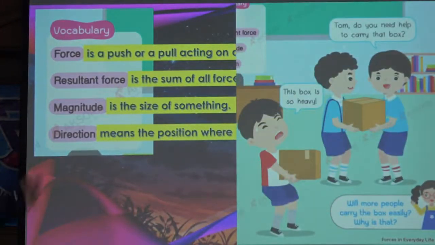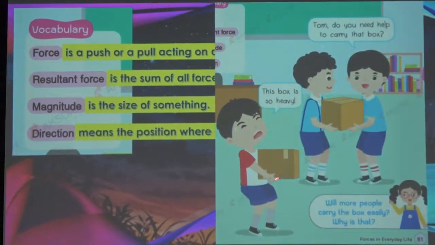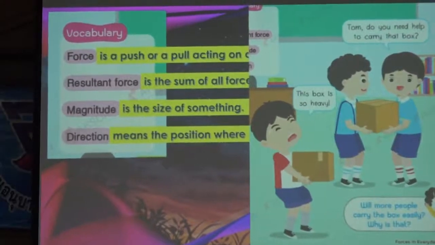So we have this picture here. You can see two students carrying one box and then one student carrying the box alone. So let's read. This box is so heavy. And then the other two said, Tom, do you need help to carry that box? What do you notice in this picture? The same box, those two boxes have the same weight. Why does it look so light here? So will more people carry the box easily? Why is that? In this chapter, we will learn about that.